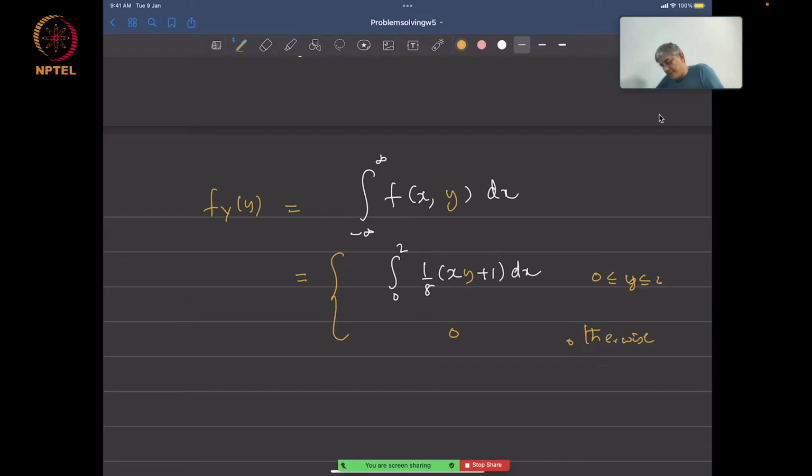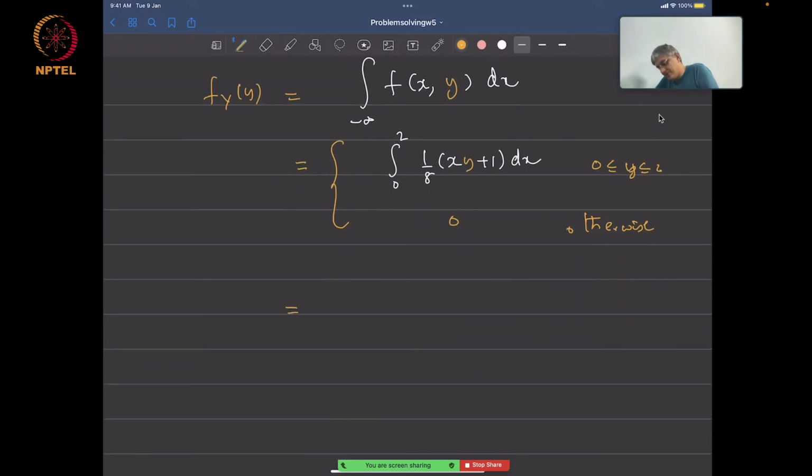Okay, and what happens to this now? If we do the integration properly, the first piece integrates to 1/8 times x squared by 2 times y, from 0 to 2. Let me make this white so that we know we're integrating the white part. Plus 1/8, the constant, and I'll get x from 0 to 2. This holds when y is between 0 and 2, and it's 0 otherwise.